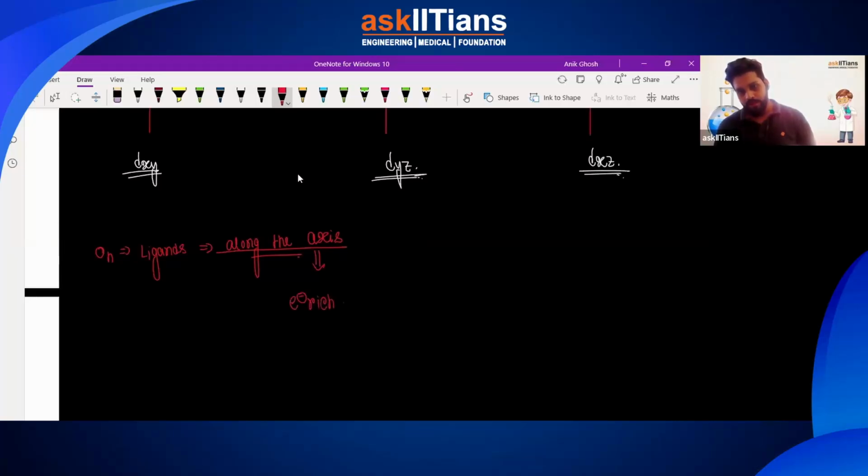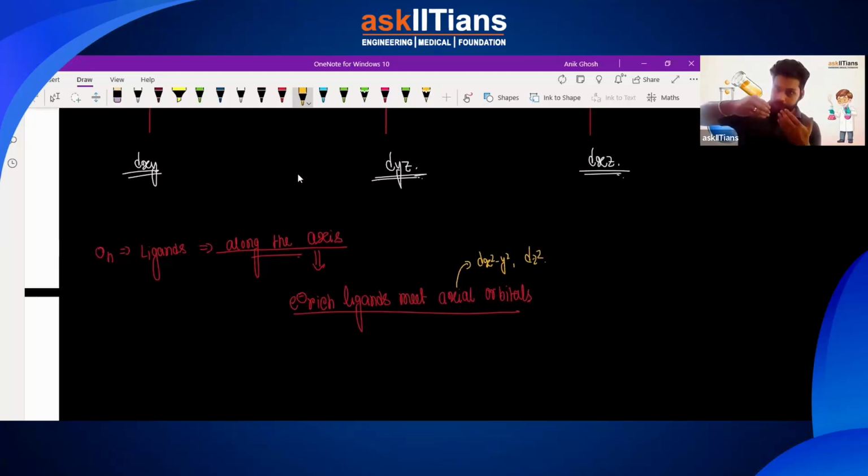Electronically rich ligands meet axial orbitals. What are the axial orbitals, guys? Axial orbitals are dx square minus y square, and dz square. Now here's the thing. If they meet the axial orbitals, what would happen? The ligands are approaching with electrons. The axial orbitals also have electrons. So there will be an inter-electronic repulsion working there. Very common sense, right? The d orbitals also have electrons. The ligands are approaching with electrons. So there would be an inter-electronic repulsion working in that place, guys.